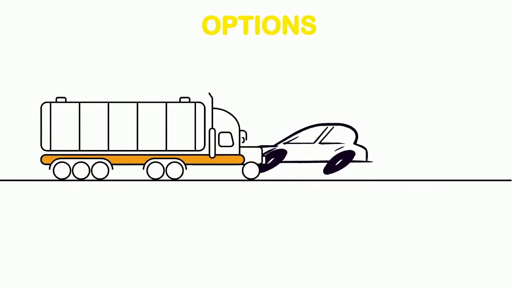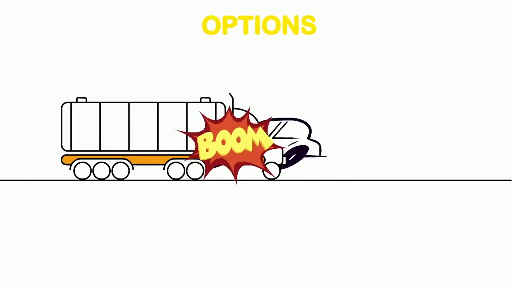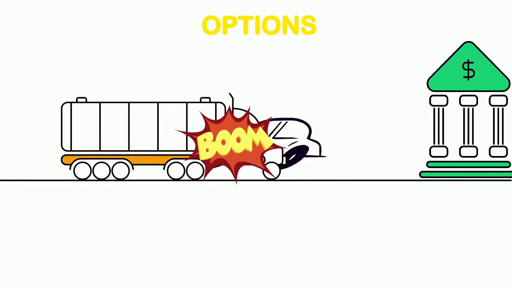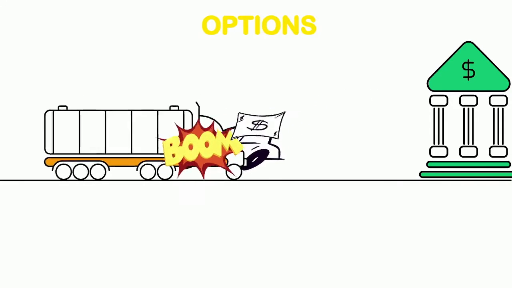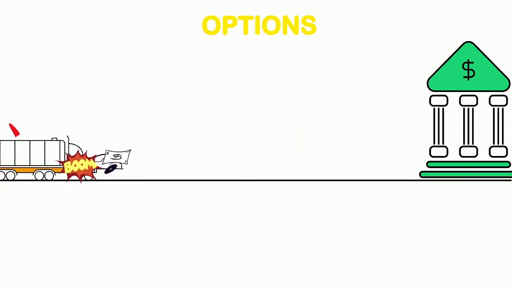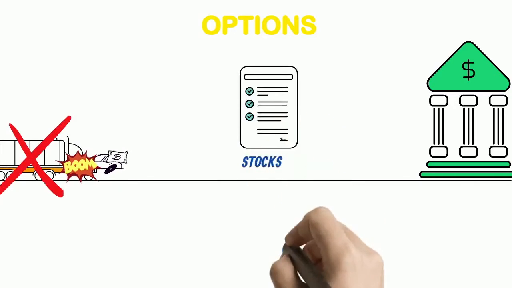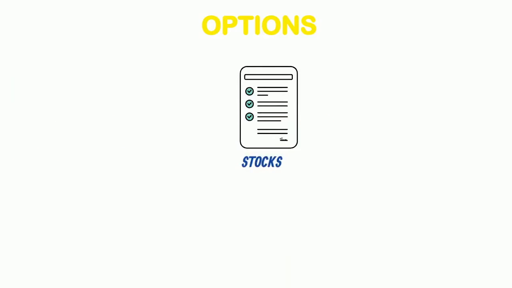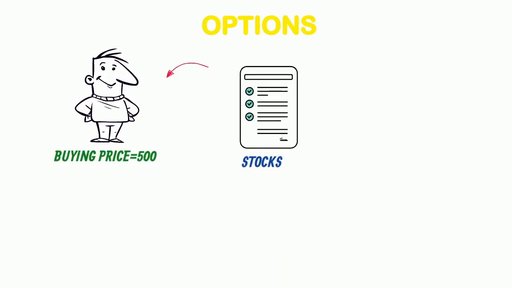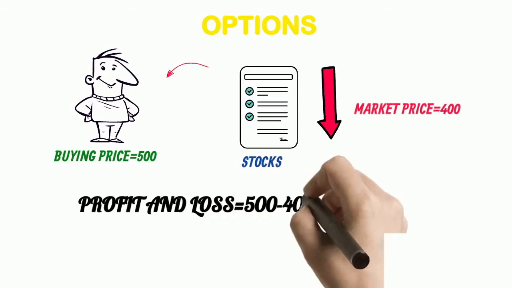Options are pretty much like insurance that is paid for your car. That is, when damage occurs to your car, you get some money to minimize the losses. Except in this case, there is no car, it is for stocks. To understand this, let's take an example. Let's say you bought a stock at 500 rupees and due to some reasons, the share price has gone down to 400 rupees. That means you have lost 100 rupees.